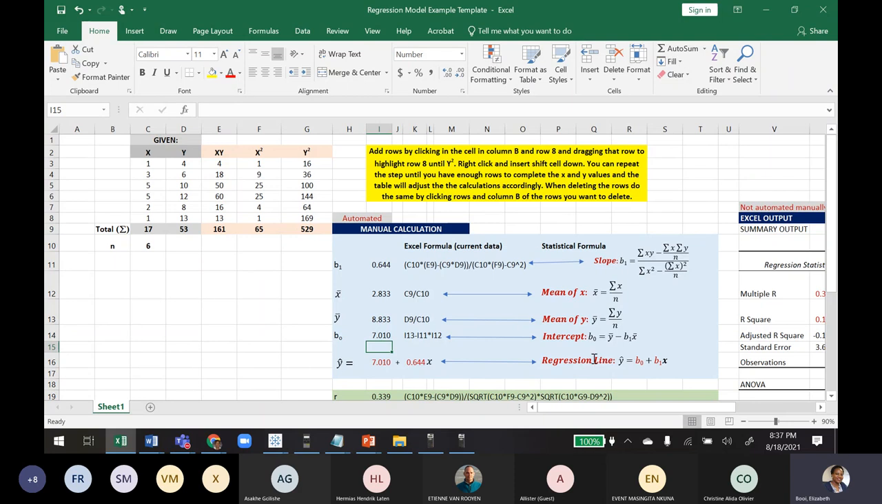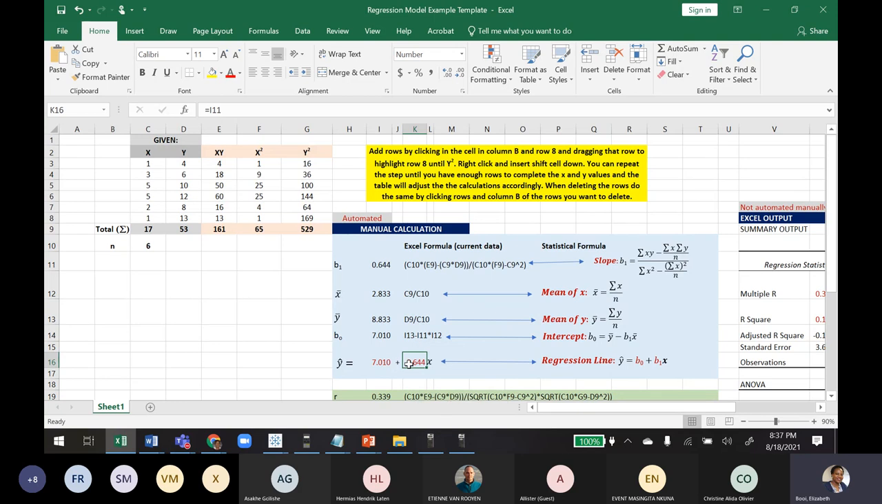And your regression line, which is that I'm just taking the answer for B0 plus the answer for B1 and multiplying it by X. Now, here you will have a challenge, because if the answer here is negative, you will still have this plus there, because this is literally manually added. So you need to know that the answer you will get here will be negative.